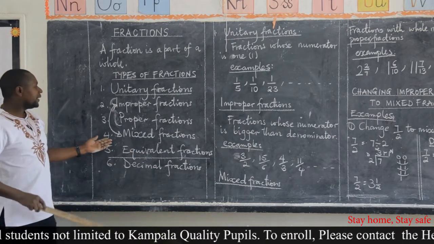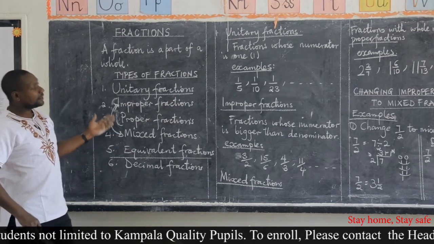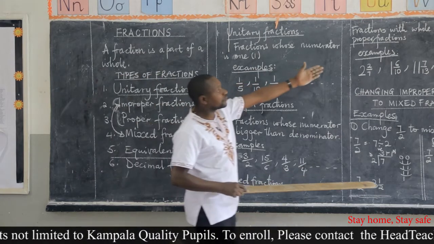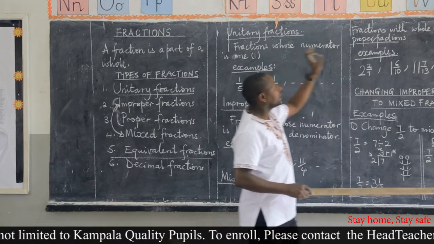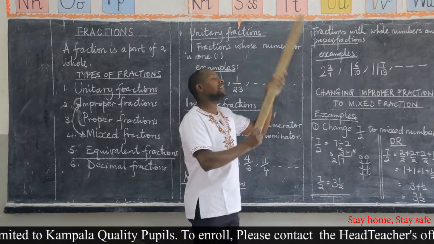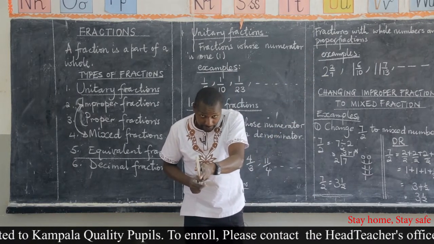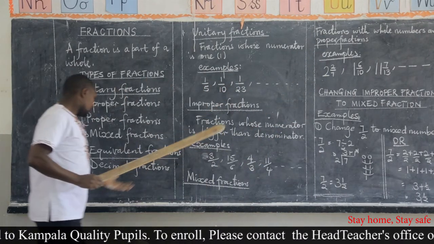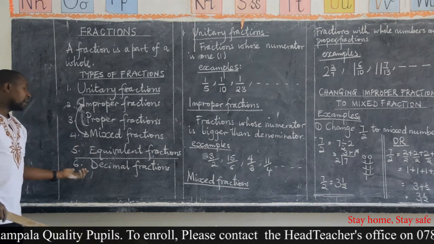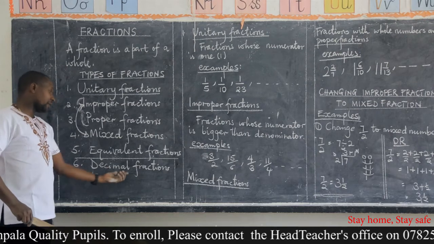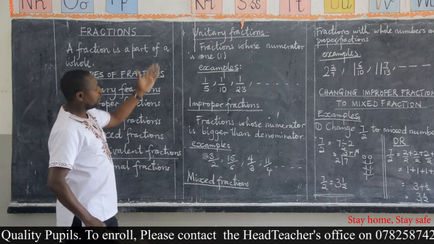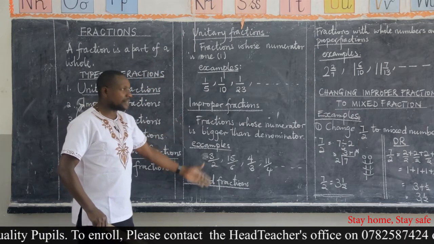We also looked at mixed fractions, and I've said mixed fractions are those fractions with a whole number and a proper fraction. You find that it is mixed with the whole number, and the next is the proper, not improper. Are you getting me? Then we also say equivalent fractions will be talked about as we move. In P5, P6, you'll also be told what decimal fractions look like. Then we looked at everything, plus their examples.